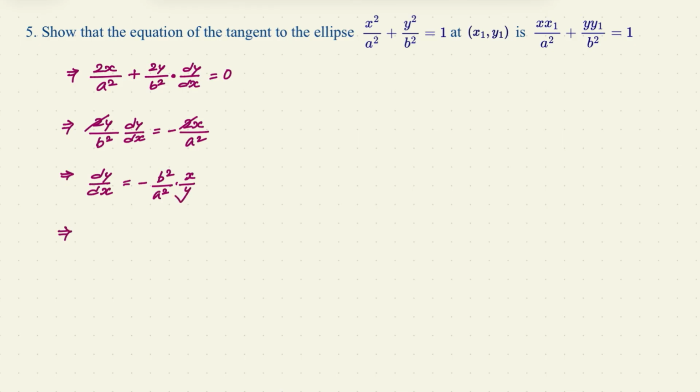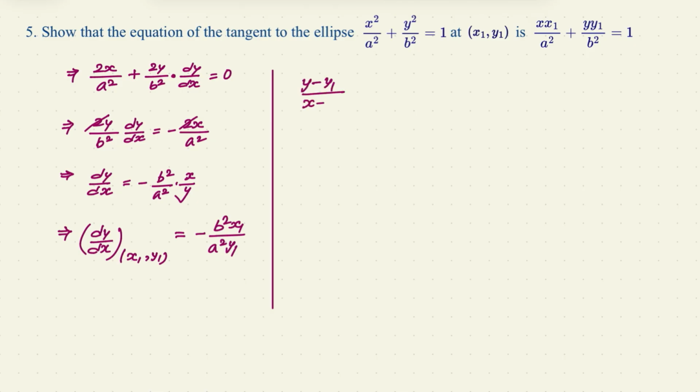So now let us find the value of dy over dx at the point of contact, that is (x1, y1), which will be equal to minus b square x1 by a square y1. So this is the slope of the tangent at (x1, y1). Now we know that the equation of the tangent is given by (y minus y1) by (x minus x1) equals to the slope of the tangent at (x1, y1). Now since by default the point of contact is (x1, y1) only, here it will be as it is, (y minus y1) by (x minus x1) equals to the value of dy over dx, which is minus b square x1 by a square y1.